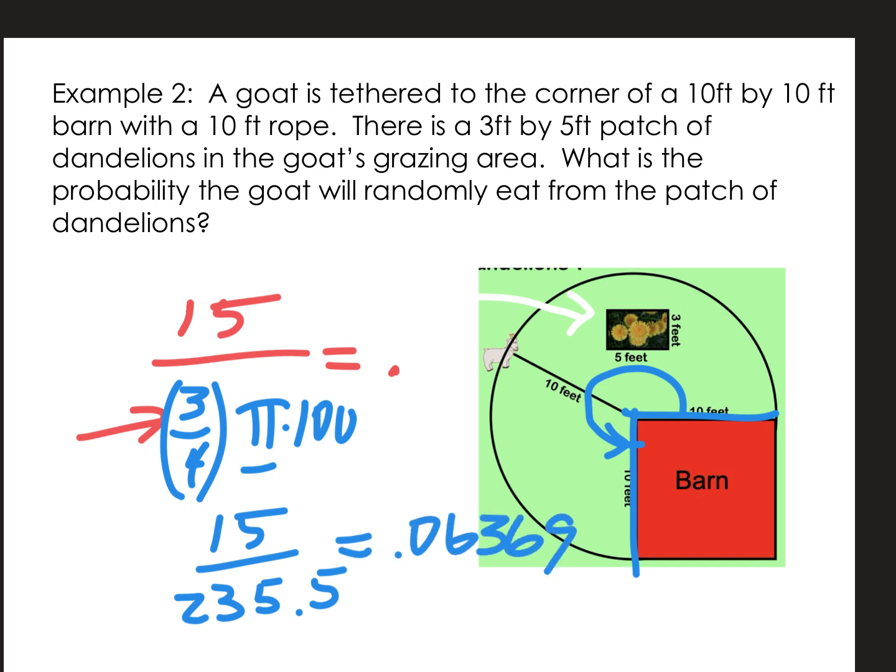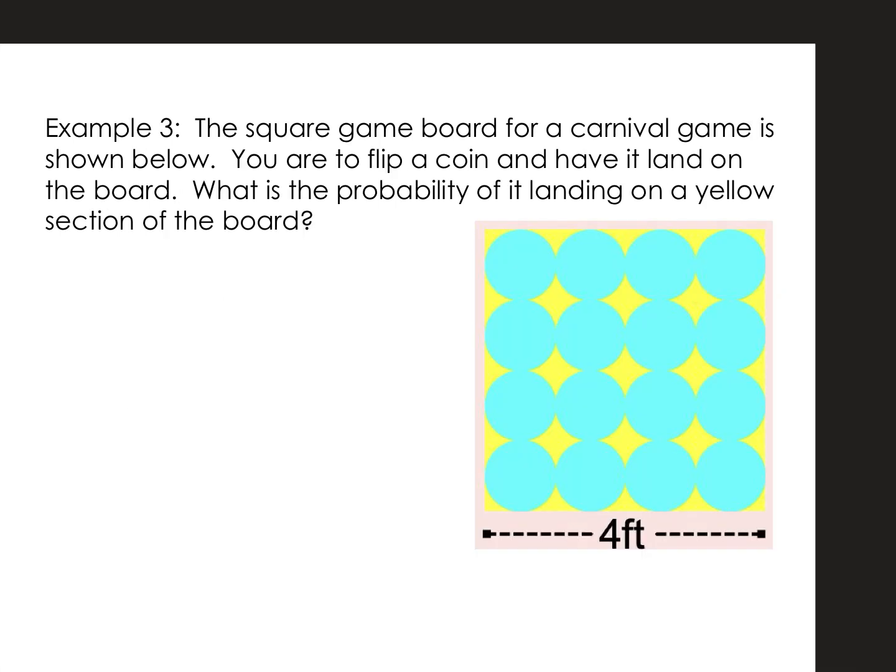Raise your hand if you got 0.0636-ish. Okay. All right. Now, if you didn't, I totally understand. This was a tricky question. You might have tried to take the area of the circle and subtract the area of the barn, but that doesn't work because the barn sticks out beyond the circle there. See? So you can't just take the area of the circle and subtract off the barn. That would not work. You've got to figure out what percent of the circle you had.